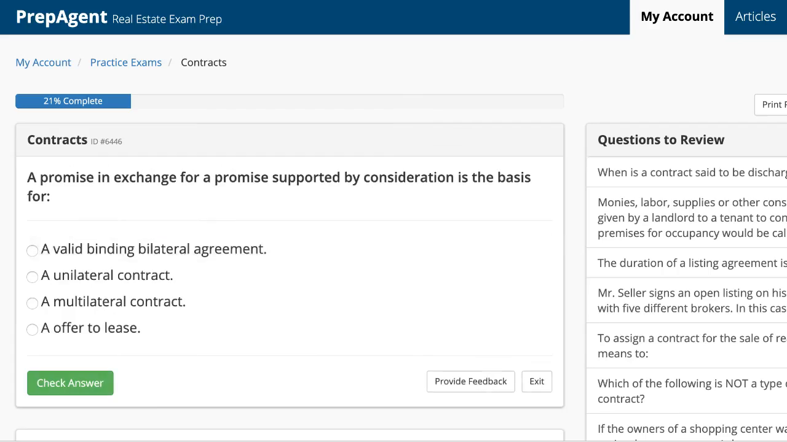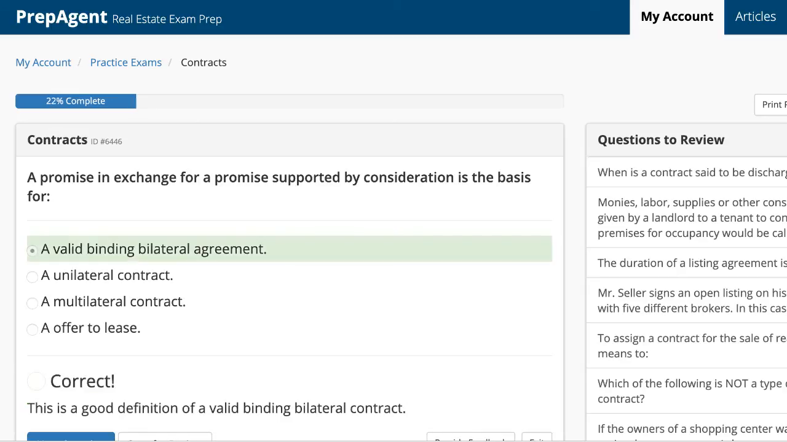A promise in exchange for a promise supported by consideration is the basis for A, a valid binding bilateral agreement. B, a unilateral contract. C, a multilateral contract. Or D, an offer to lease. And the answer is a valid binding bilateral agreement.